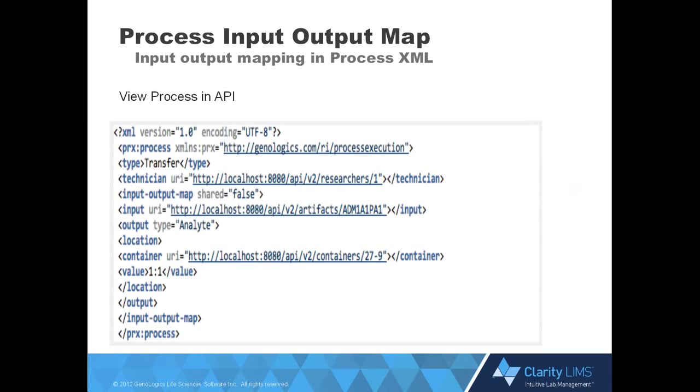And really what these do is define the correlation or the association between what went in and what went out of the process. And they do this for a single pair of inputs to outputs. So you may see multiple of these input-output maps, one for each input that you have. And if we look at this, we see that within the input-output map we see the node which relates to the input and the node which relates to the output.